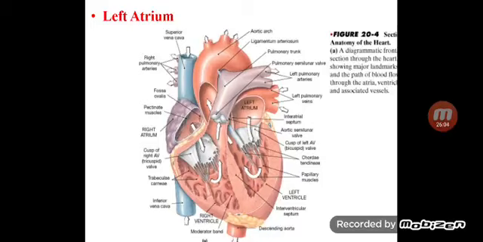Of course, the left atrium and the right atrium are both associated with auricles. In the right atrium there is a right auricle, and in the left atrium there is a left auricle. The auricle is just muscular ridges, right? But the inside is smooth. The inside of the cavity of the atrium is smooth.